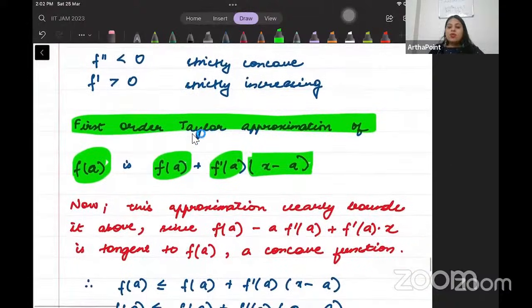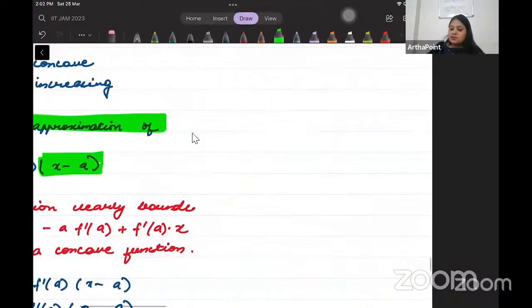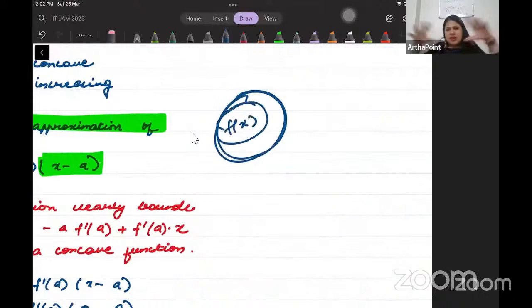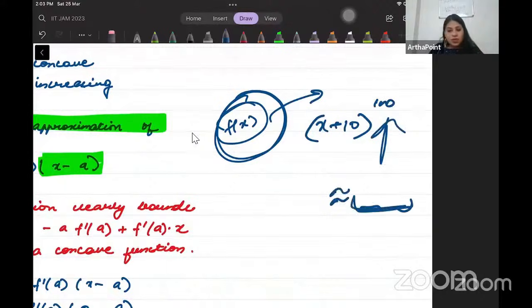Now, when I say that I approximate something to something, let's say I need to find out the value of the function. A big function is given, and then I say it's an approximation. Suppose something like this, x plus 10 to the power 100, and I need to approximate it to a value. Then what do we say? We say that its approximate value will be something.